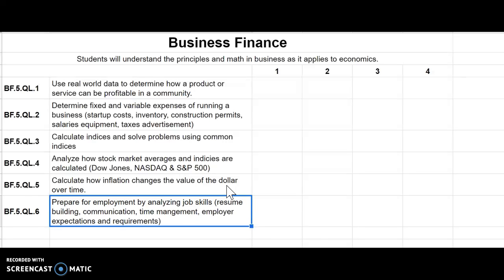So all these things need to go into your business finance project. So hopefully you have a good idea now of what you're going to do to start your project.